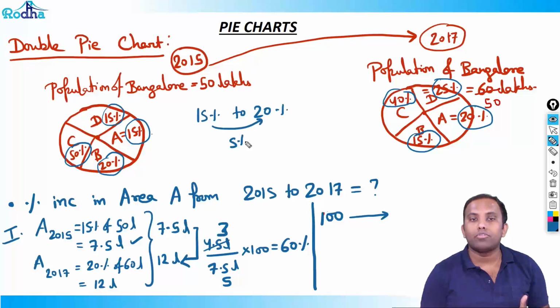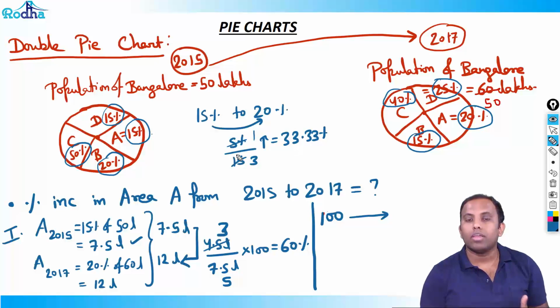Change of 5 on 15. So 5 on 15 is 1 by 3. So 1 by 3 increase, that is 33.33%. That means it is a 1/3 increase, right? So A's population is a 1/3 increase or 33.33%, if only due to this, if it was 50 lakhs.